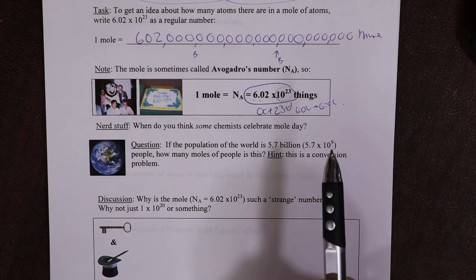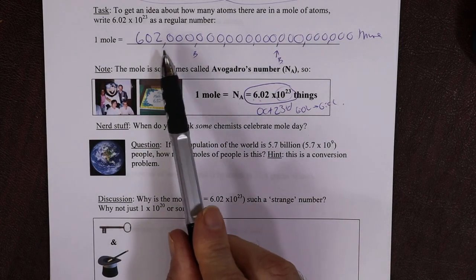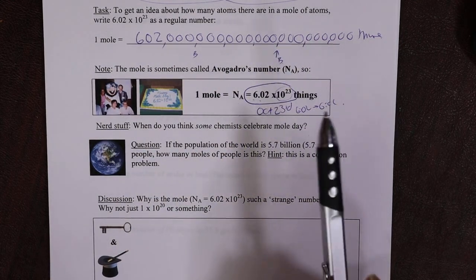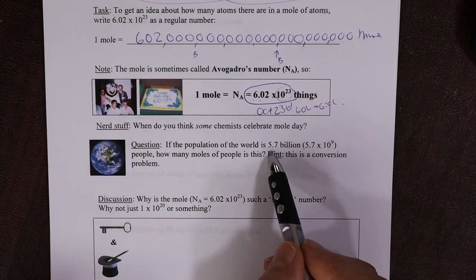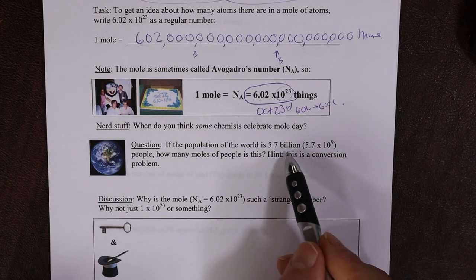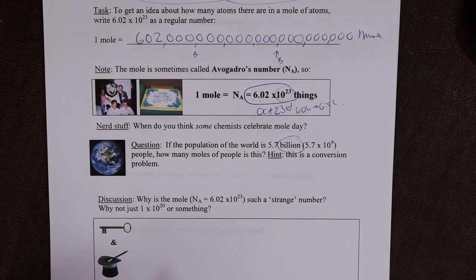The mole is a very, very interesting number, right? 602,000 billion. So if the population of the world is 5.7 billion, well, it was back in the day when I did this note packet, it's 7 now, but it's in the billion range, right? So how many moles of people is that in the world? Well, think about that.